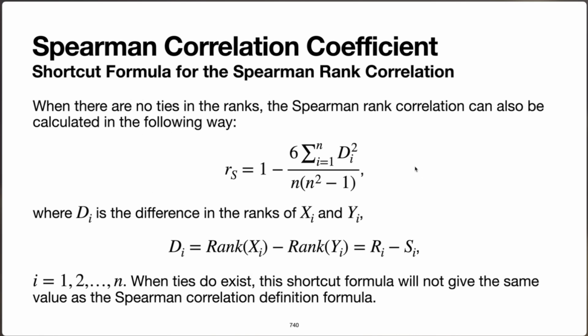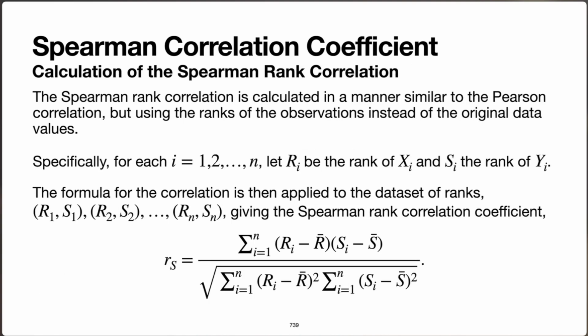When there are no ties, the Spearman rank correlation can be calculated in this way, where n is the number of observations, the number of bivariate data points, and d sub i is the difference in the ranks of x sub i and y sub i. Specifically, d sub i is equal to R sub i minus S sub i. Now, let me caution you that when ties do exist in the data set, this shortcut formula will not give the same value as the Spearman correlation definition formula on the previous slide. You won't get this same value.